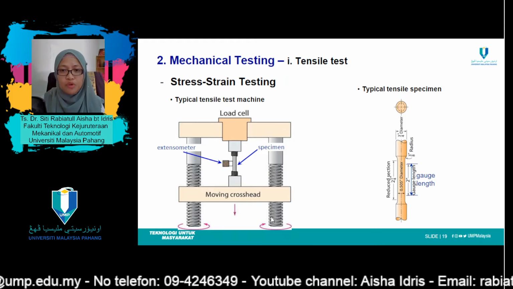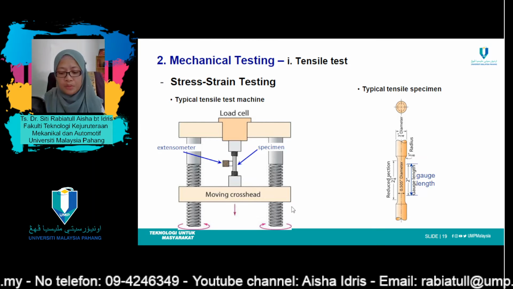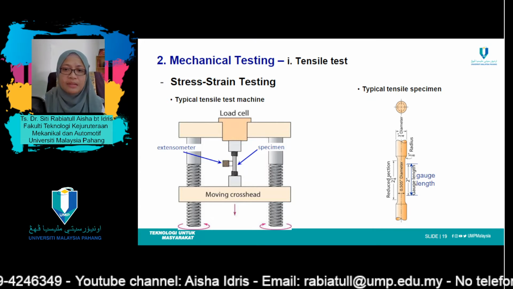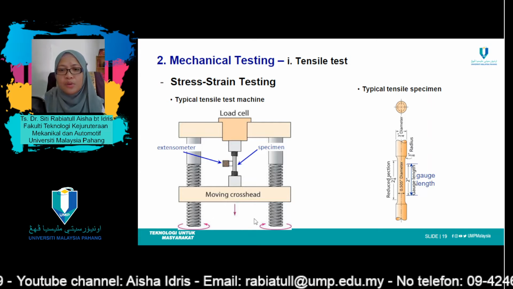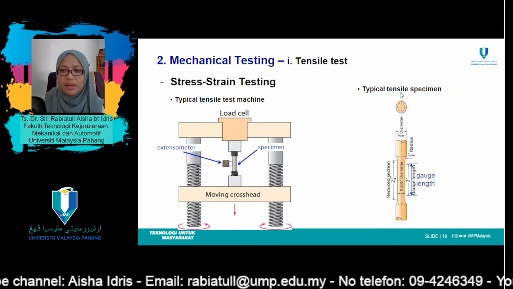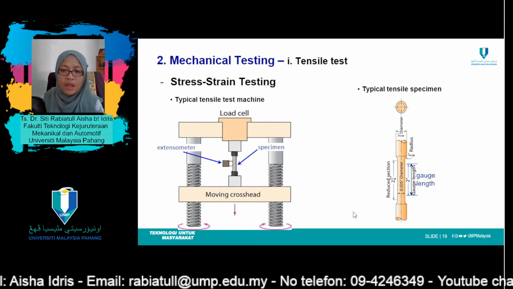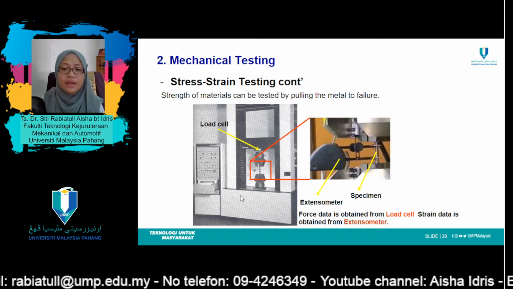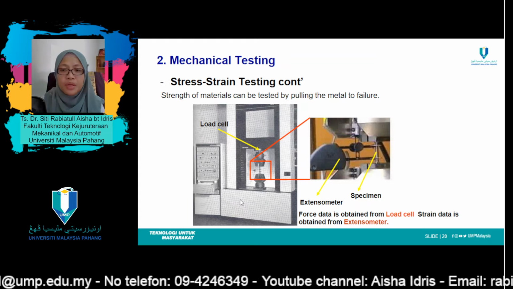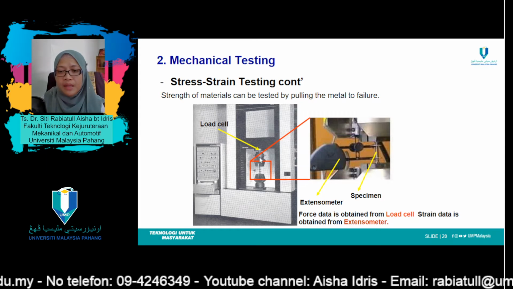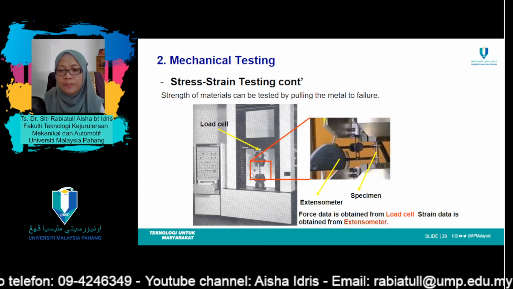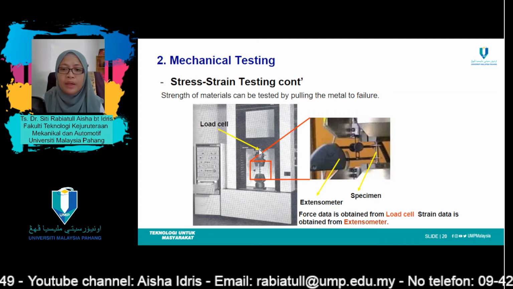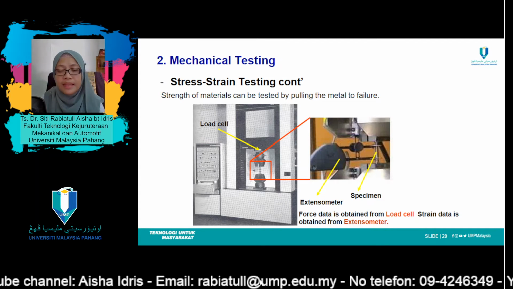Okay, now let's move on to topic number 2, which is mechanical testing. The first type of mechanical testing that we're going to look at today is the tensile test. These figures show a typical tensile test machine as well as a tensile specimen. This is the typical type of machine used in our lab, also known as a universal tensile machine. This is where you put your specimen, where the specimen is held. This is the load cell, which is used to apply load to the specimen until it breaks.